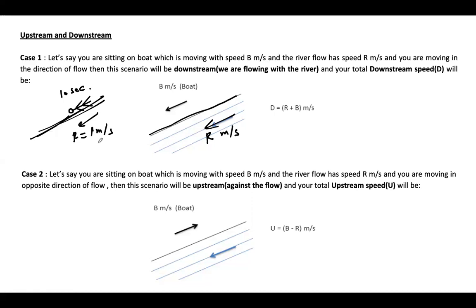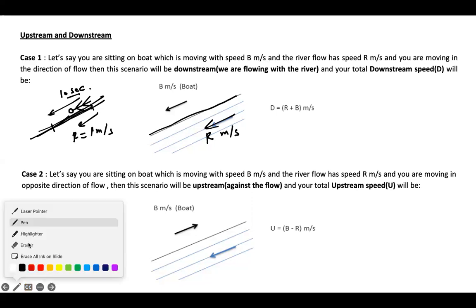10 meters, because the speed of the river is also 1 meter per second. So the river is going to help you go downstream. This direction is called downstream. When you're going with the flow, that means you're going downstream. In this case, you are traveling at the same speed as the river.